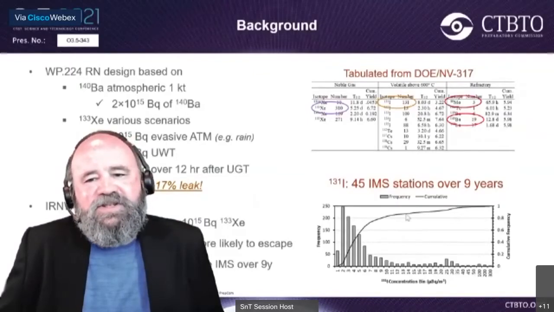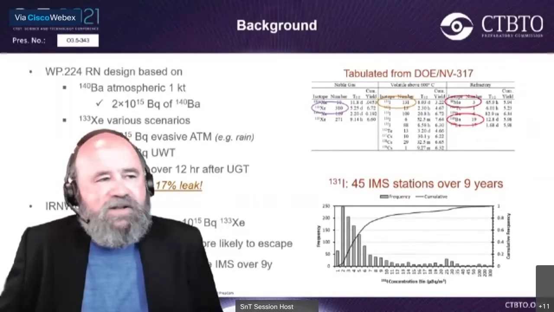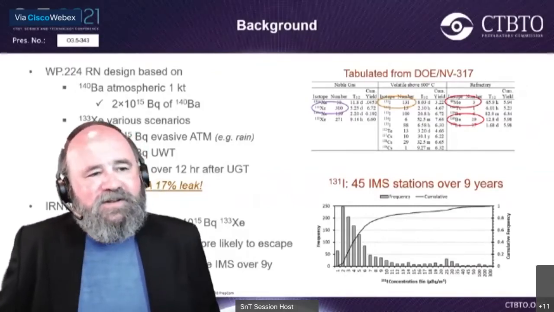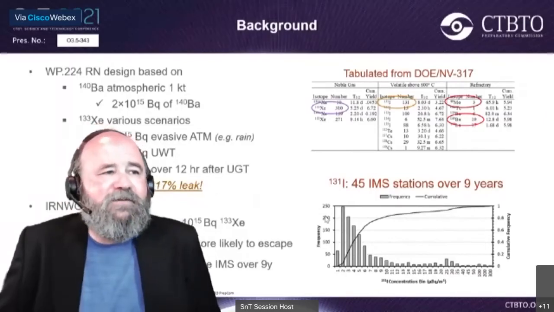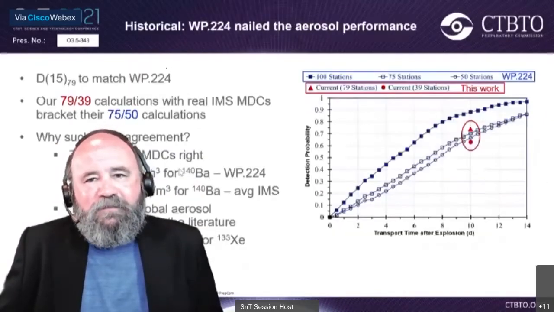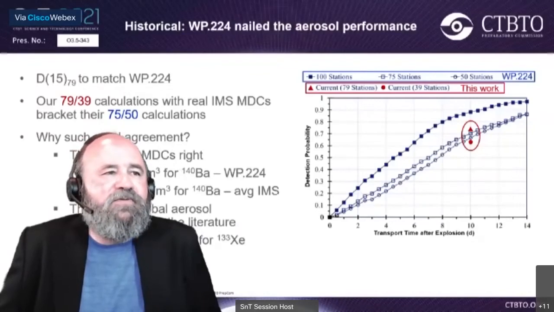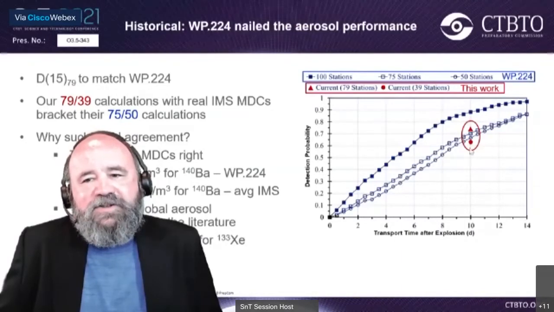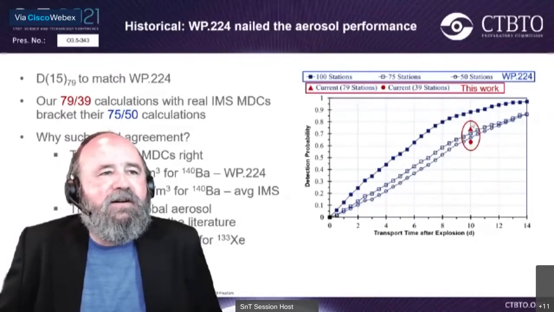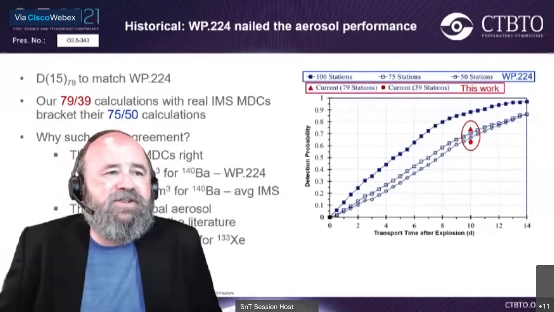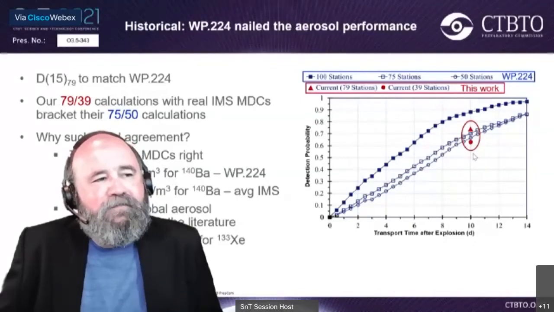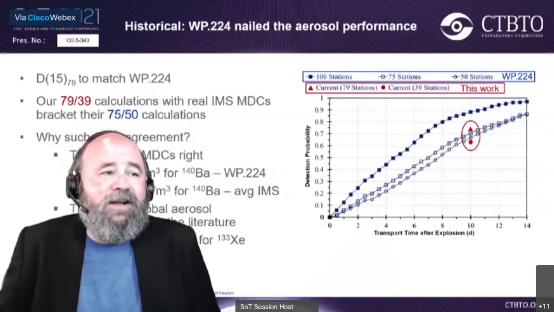But if we look over those 9 years, we see most of the iodine releases are quite small. So there is something there, it's of importance, but there's not very much of it. I guess that's a definition of a good background. Historically, the working paper 224 people nailed performance of the aerosol system. If you look at our calculations here, you'll see that our calculations for 39 and 79 stations bracket the calculations they did for 50 and 75 stations, showing that for a specific transport time and so forth, they really got it right.